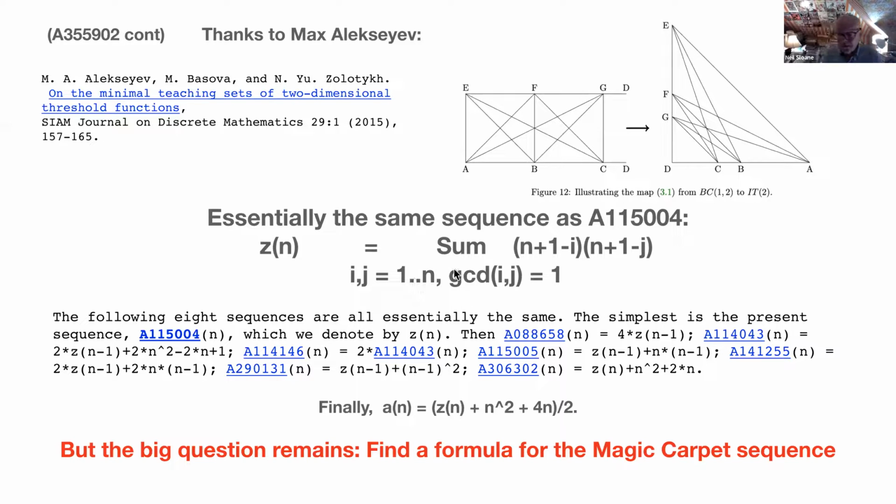So it's a clump. I've been looking at clumps of families of essentially identical sequences, and I have half a dozen of them. So this is one more way of trying to bring order into the OEIS. So that took care of my version of Scott's sequence, but the big question remains, is there a formula for his magic carpet sequence? We don't know. All right, let me move on.